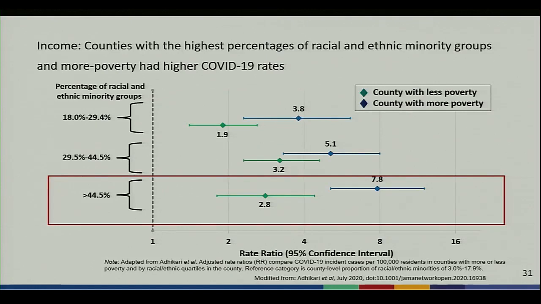This figure shows the association between poverty, representation of racial and ethnic minority groups, and COVID-19 rates, using data from 10 U.S. urban centers. Counties with more poverty, defined as those counties with a poverty rate above the median of the data set and depicted in the blue lines, had higher COVID-19 rates. These rates increased with increasing percentage of racial and ethnic minority groups. In counties with more poverty and a population that was more than 44.5% racial and ethnic minority groups, the COVID-19 rate was nearly 8 times that of counties with substantially white populations. Next slide.